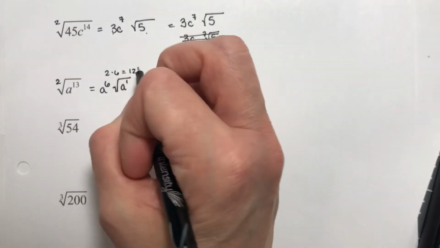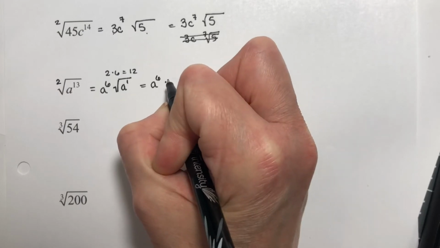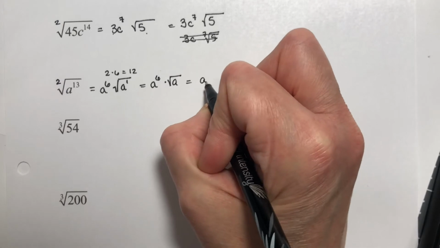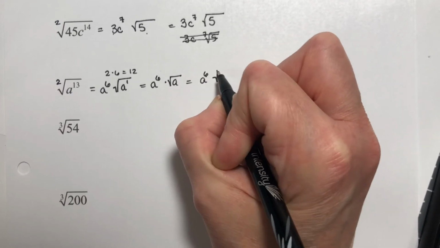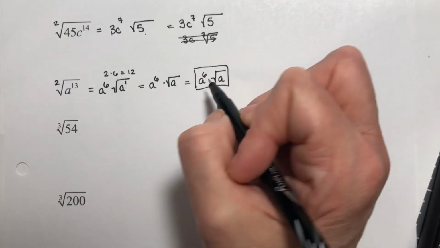Now we don't normally write a first power, so this is a to the 6th times the square root of a. We don't have to write the dot, we just have to make sure that it looks like a square root and not a 6th root. And that would be our answer, a to the 6th square root of a.